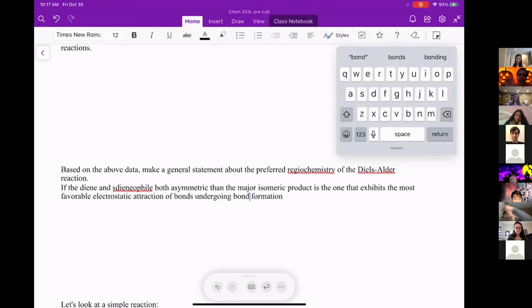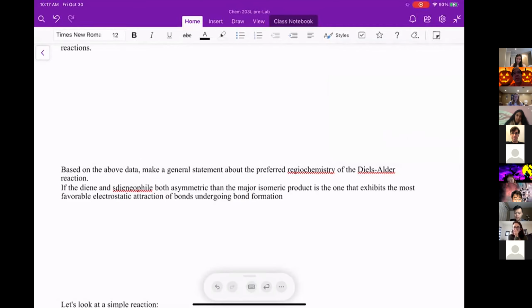But so if the diene and the dienophile are both asymmetric, then the major isomeric product is the one that exhibits the most favorable electrostatic attraction of the bonds. And that's from those high energy resonance structures. Okay. So let's look at some actual reactions here. And as always, if you have questions, please put them in the chat or just holler. I'm happy to help with them.